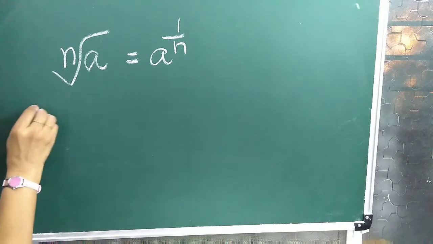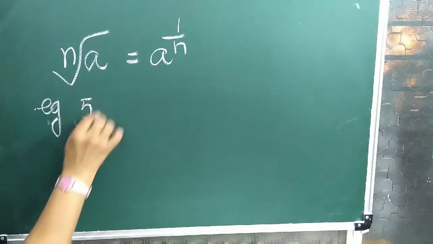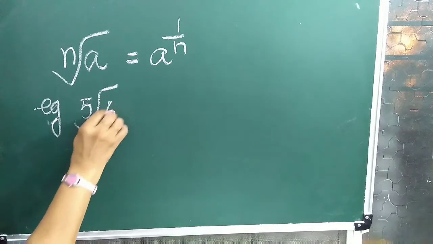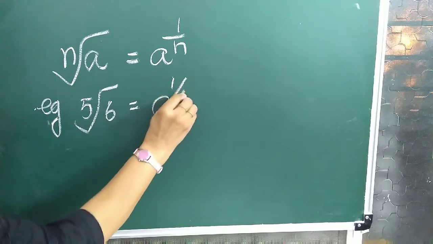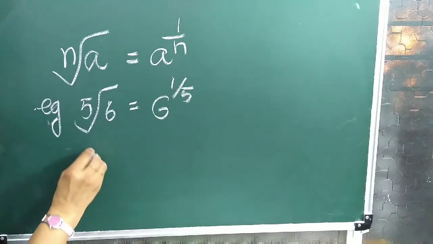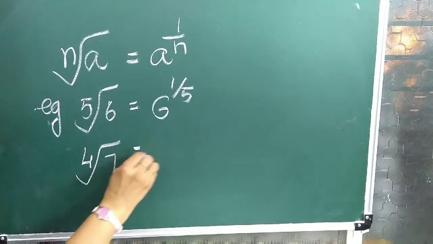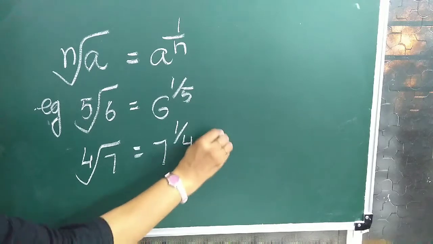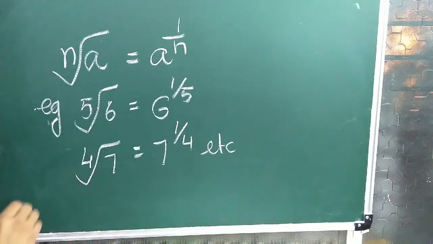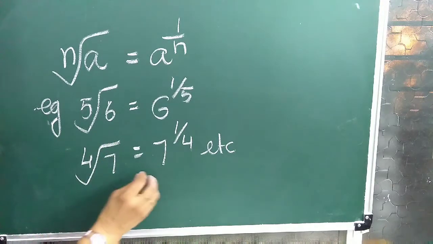For example, the fifth root of 6 can be written as 6 to the power 1 upon 5. The fourth root of 7 can be written as 7 to the power 1 upon 4, etc. This is a very important relation used in the case of surds.